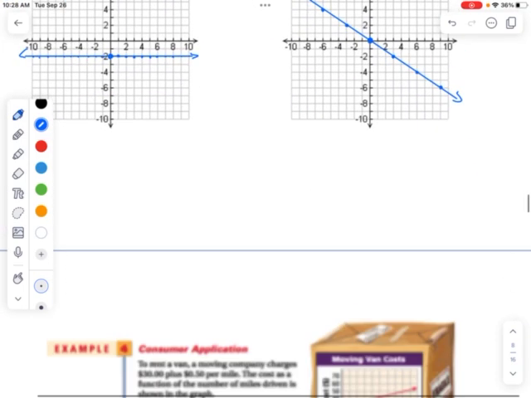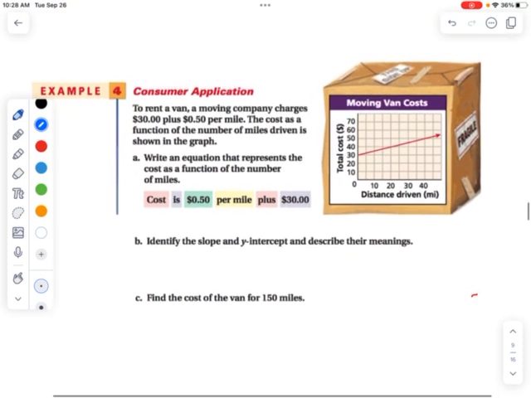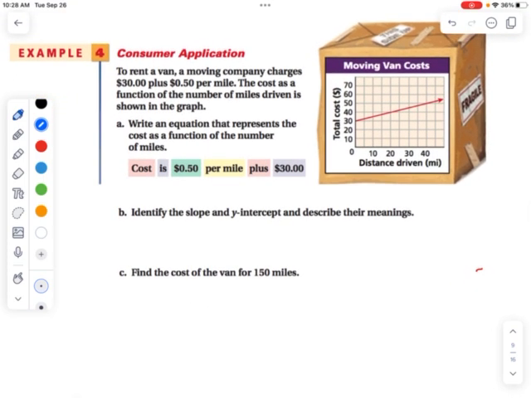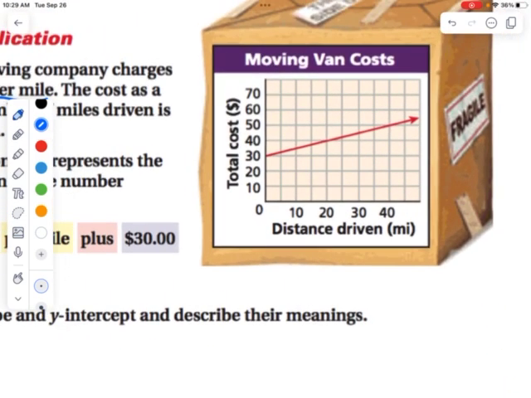All right, so there's graphing lines in slope-intercept form. The last page of notes is a word problem. And when we have word problems, we have word answers, word description. So we'll practice that. We have a problem about: To rent a van, a moving company charges $30 plus 50 cents per mile. The cost as a function of number of miles driven is shown in the graph. So let's look at this graph.